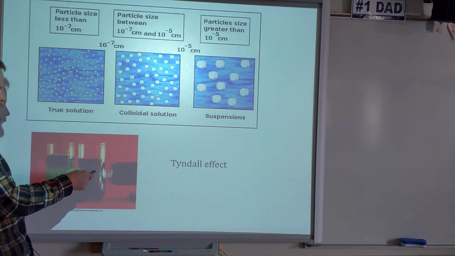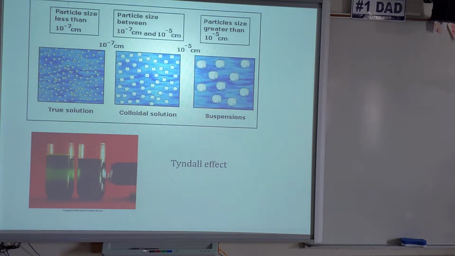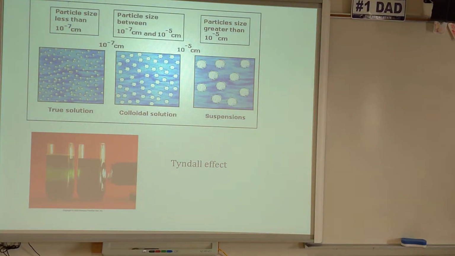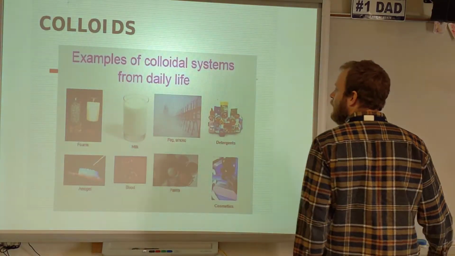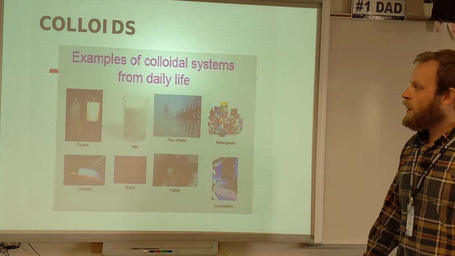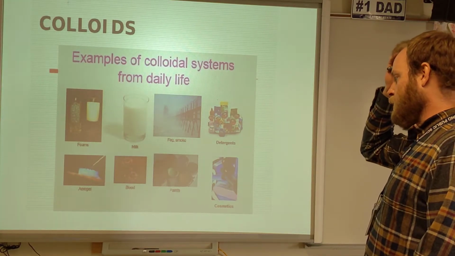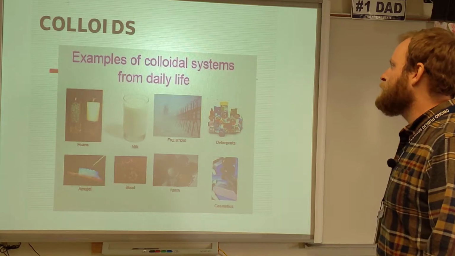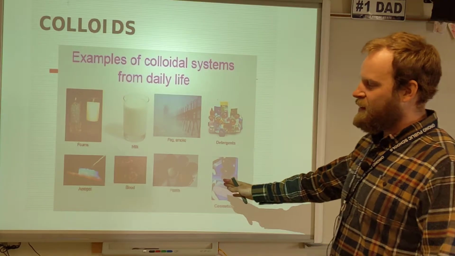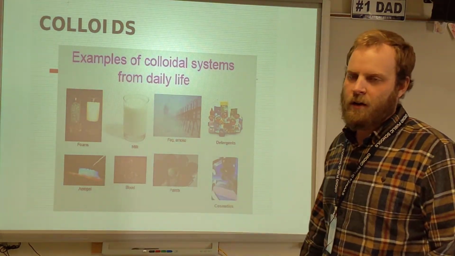So this first one would be a solution. The second one would be either a colloid or a suspension. To figure out if it's a colloid or a suspension, you would have to try to filter it. And if it filters out, it's a suspension. And if it does not filter out, it's a colloid. Examples of colloids from everyday life: foams, milk, fog or smoke, detergents, aerogel, blood, paints, or cosmetics. Paints kind of settle out, but it takes months, so, not really.